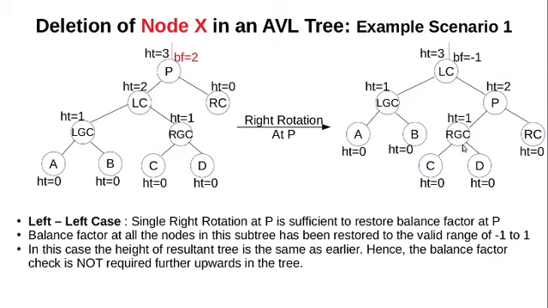The root of the subtree is LC. The balance factor of LC is -1 and its height is 3. In this case, the height of the resultant subtree is the same as earlier. Hence, the balance factor check is not required further upwards in the tree.